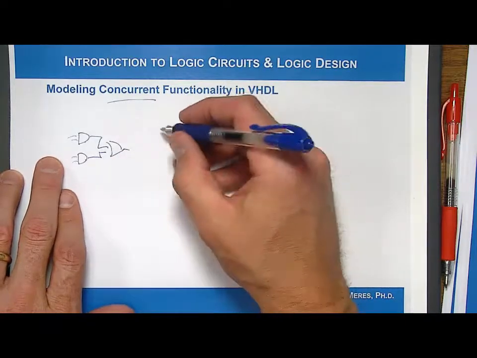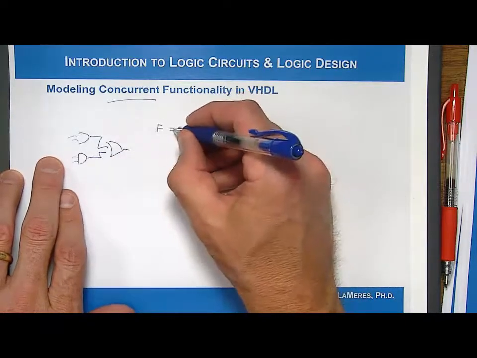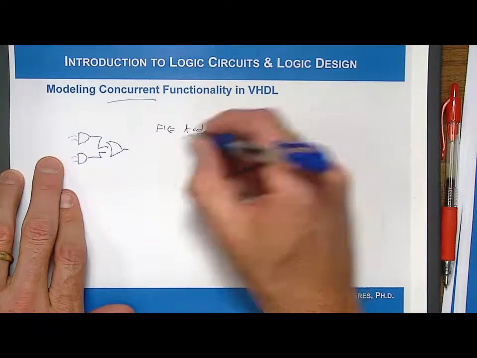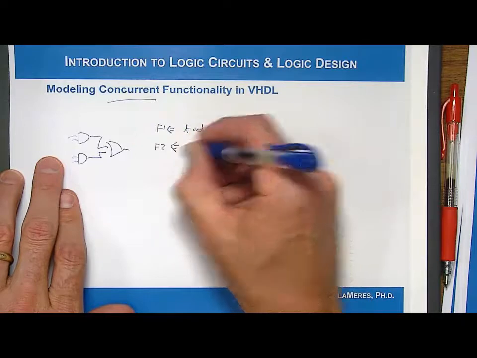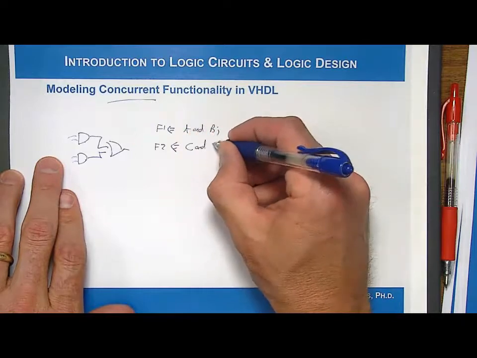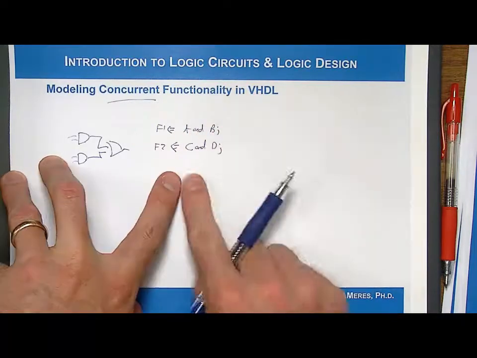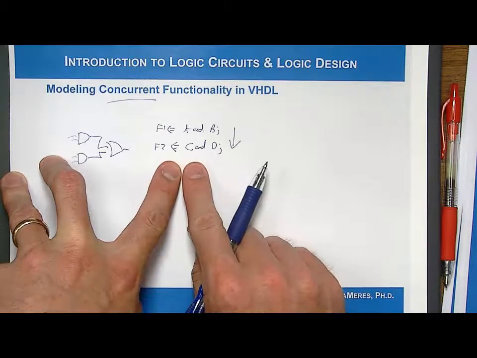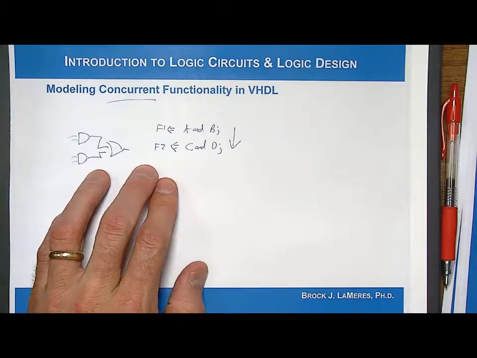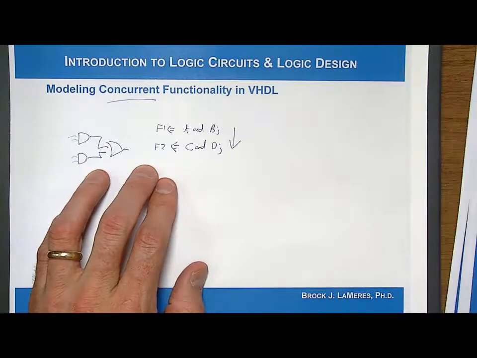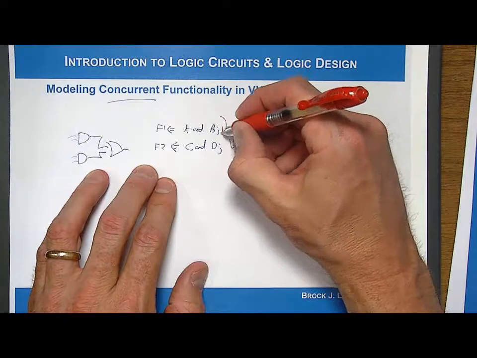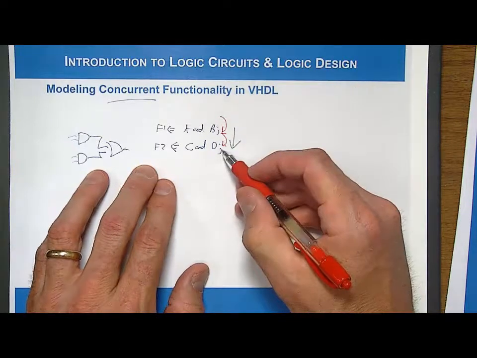So for example, if I had F1 is A ANDed with B, and we'll go into the syntax in a second, and then F2 is C ANDed with D. Even though these two lines of VHDL occur sequentially in the text file, they're not executed like a sequential execution computer. The computer doesn't go, oh, I'm going to do this AND first, then the next clock cycle I'll do this. That's not how it works.